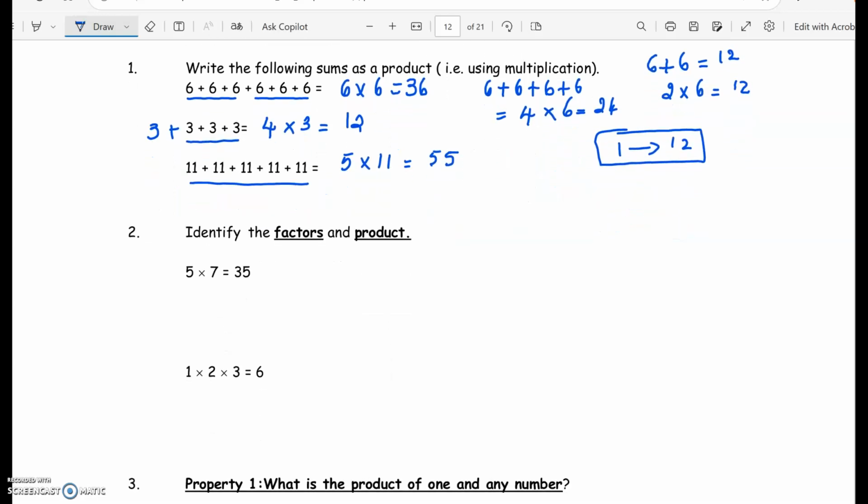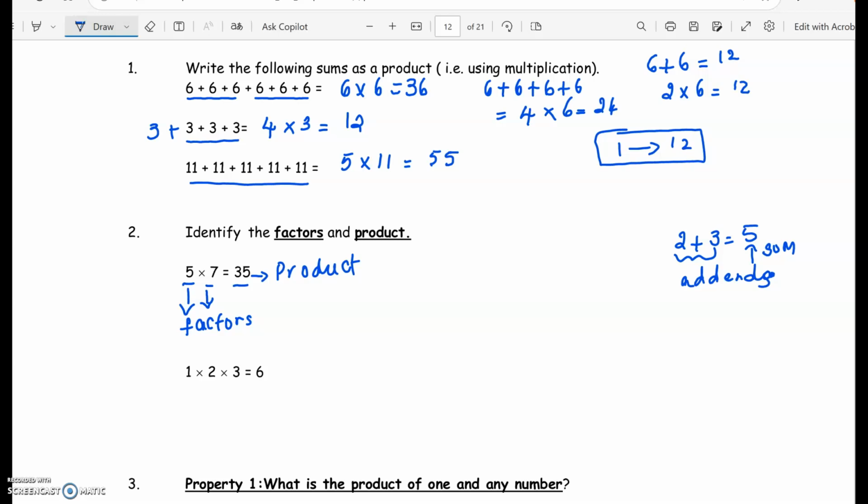Now let's look at some terms. Remember, 2 plus 3 is equal to 5. 5 is called the sum, and the numbers you're adding are called addends. Now when we are multiplying two numbers to get 35, so 5 times 7 is 35, 35 is called the product. And these two numbers that we are multiplying to get the product are called factors.